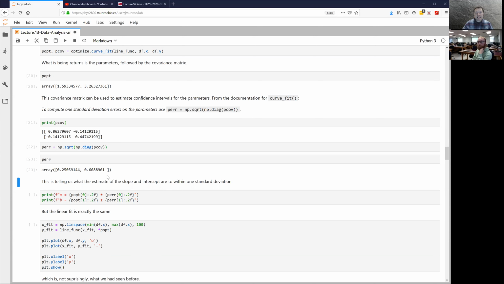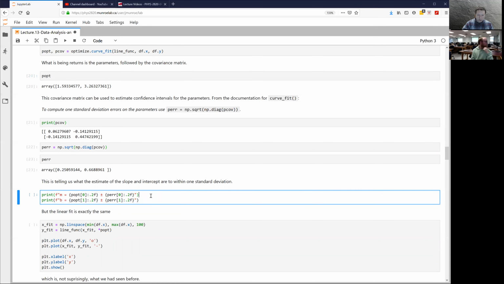All these statistical techniques are estimating what these two parameters are. They're not exactly right. They're just based on the data you've been given. This is my best guess on what the parameters, the slope and the intercept, might be. This is telling you what the error is in this guess.